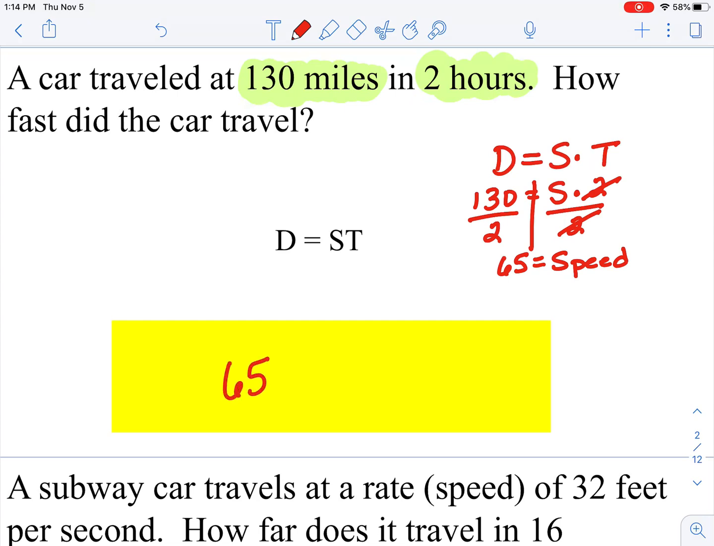Now, how do I label that? It's 65 miles per hour. So that would be miles per hour. You've seen MPH before. That stands for miles per hour.